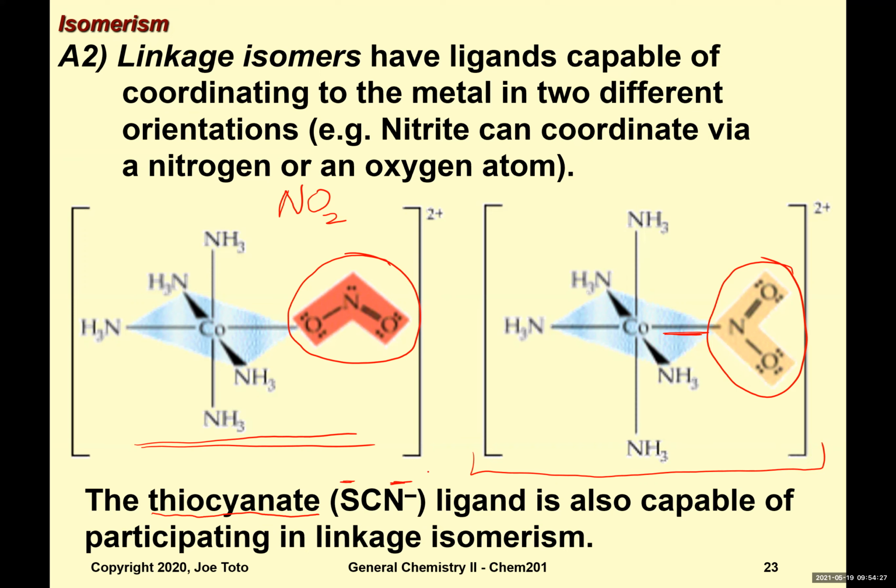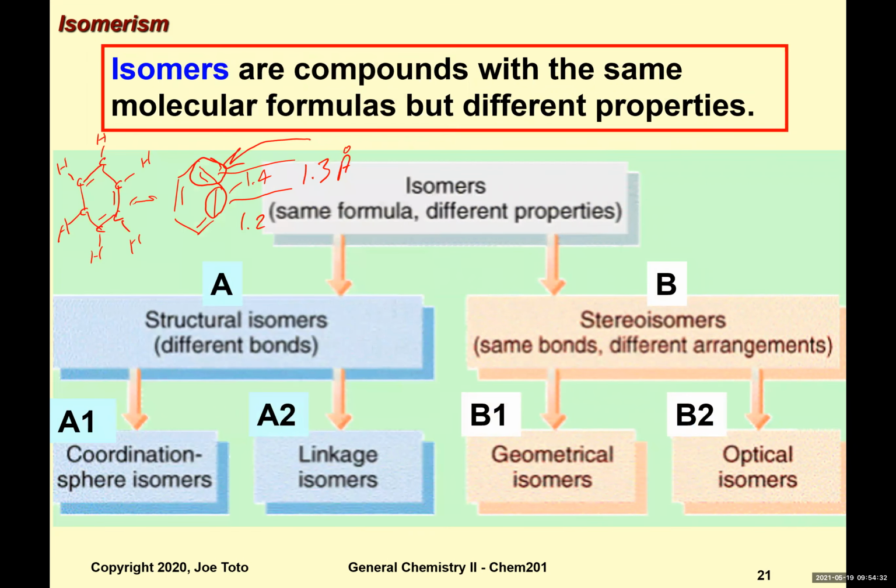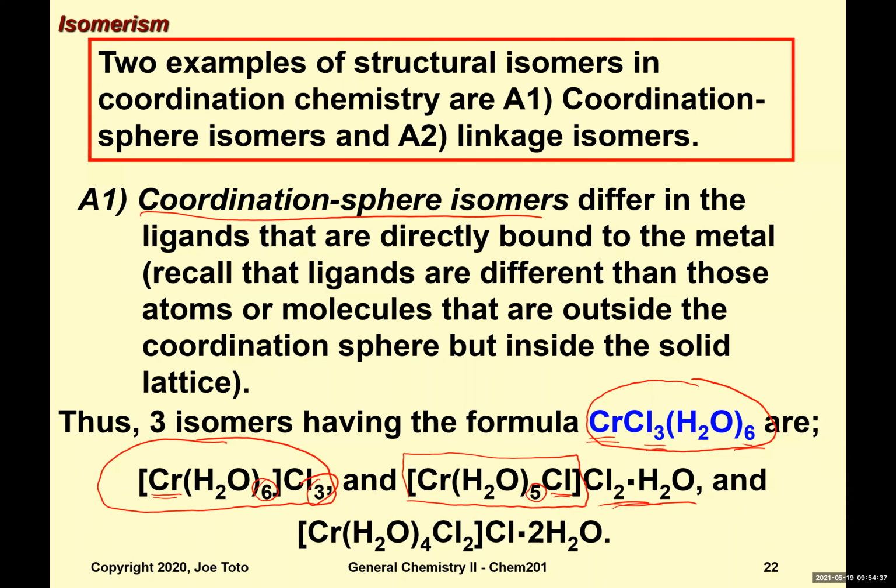So that's the two examples under the category of structural isomers. They have different bonds. Okay, so with the coordination sphere isomer, for example, this first isomer has 6 coordinate covalent bonds from water. In this example, I only have 5 coordinate covalent bonds from water and 1 coordinate covalent bond from the chlorine, but the whole salt has the same formula.